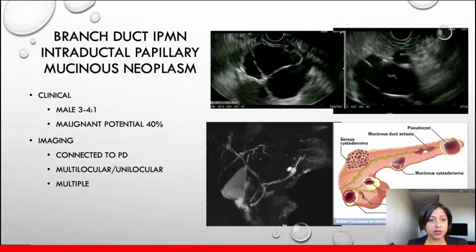Now, branch duct IPMNs are one of the most common things you will generally see. Men tend to have them more than females, and malignant potential is quite variable. I'll talk a little bit more about when these lesions are starting to turn malignant and how we can identify that. So usually you'll see small or large cysts which are connected to the main duct. They tend to be multilocular or they can be unilocular, so it's not one or the other, but they do tend to be multiple. So you often see multiple cysts in the one patient.